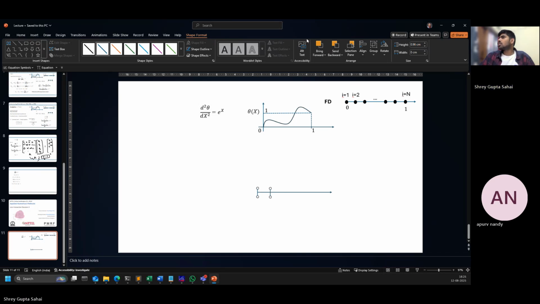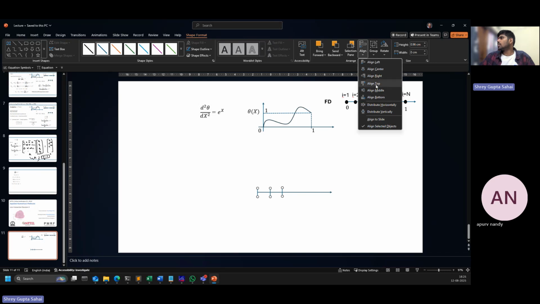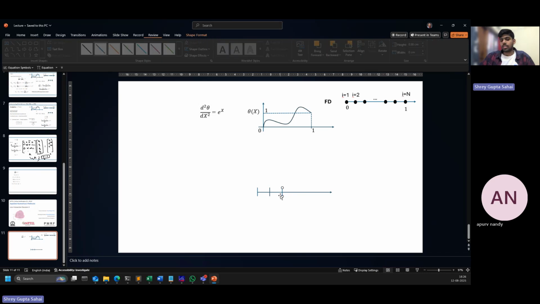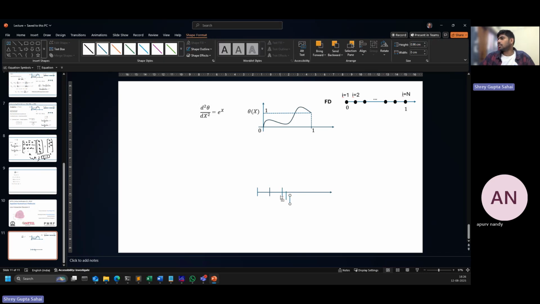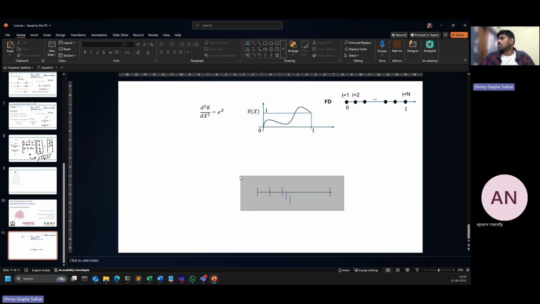Let me quickly align these two, align top. Okay, so command C, command V. So let me do this. Align top, distribute vertically, horizontally, and command C, command V, command V, command V.